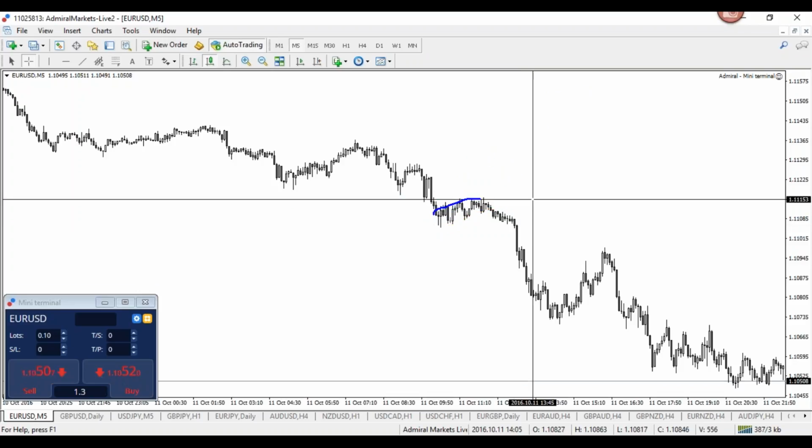This little piece here definitely does not look like the start of an ABC flat or an ABC zigzag. In this case, a bullish zigzag. Not at all. It looks like a flag, a bear flag. Bear flags are corrective pieces. We see momentum prior to it.